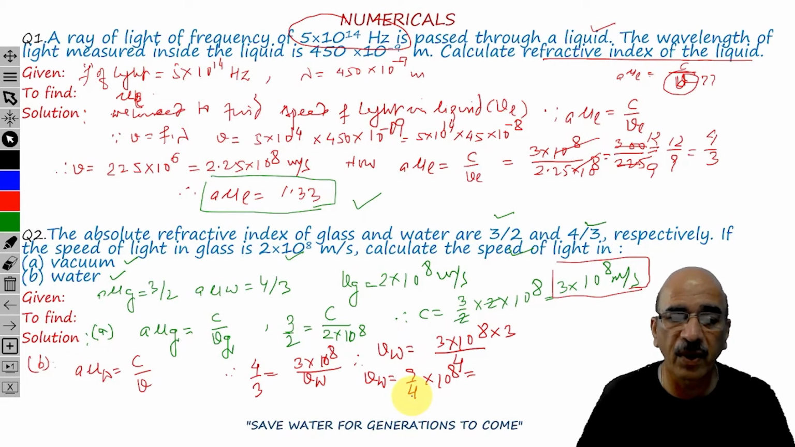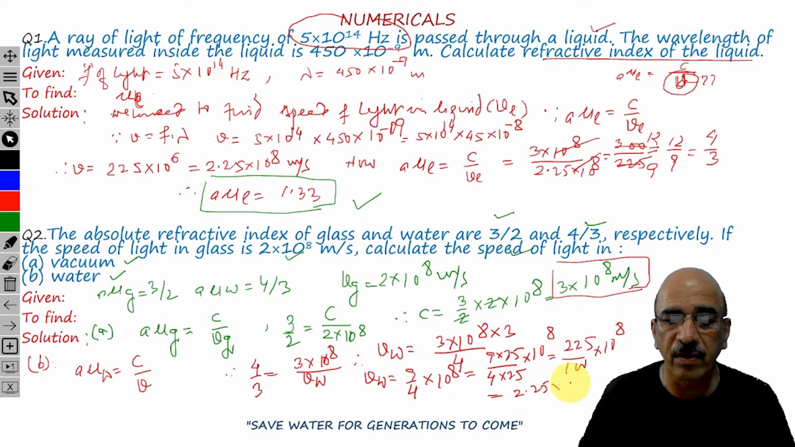25 into 4 is 100. So we multiply the numerator by 25, and the denominator also by 25, into 10 raised to power 8. So here it will be 25 into 4 is 100, and here 9 into 25 is 225. So 225 upon 100 into 10 raised to power 8. And then the answer will be 2.25 into 10 raised to power 8 meter per second.